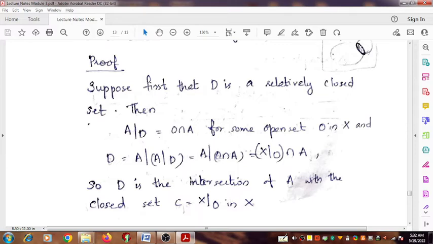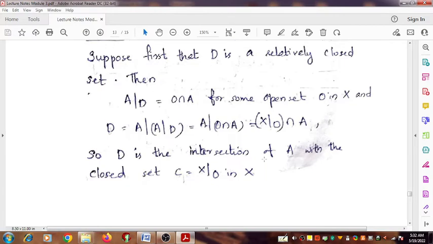Here we take O intersection A. That means only those parts of O which are contained in A are taken, and then that is removed from A. So you can see that it's equal to X minus O intersection A. And so D is the intersection of A with the closed set C equal to X minus O.